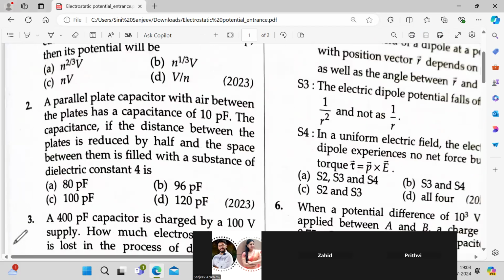A parallel plate capacitor with air between the plates has a capacitance of 10 picofarad. Pico meaning 10 power minus 10. If the distance between the plates is reduced by half and the space between them is filled with a substance of dielectric constant 4, what is the new capacitance? This is the question.